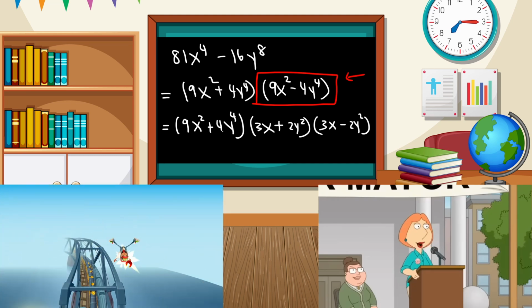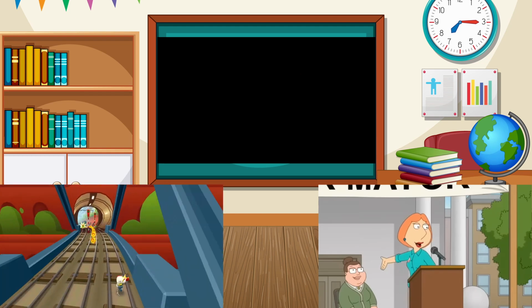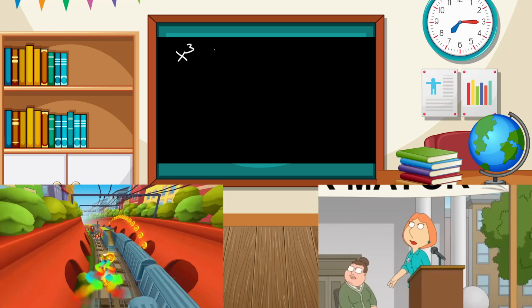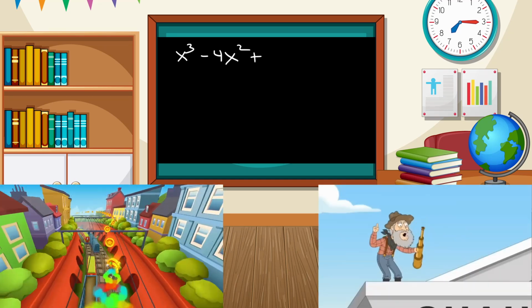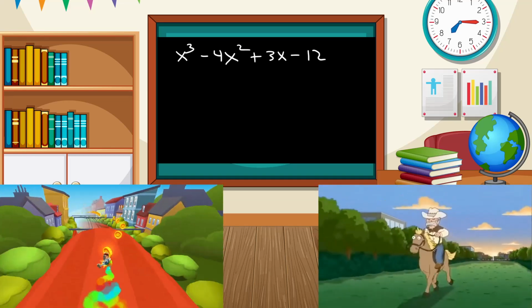And now it's fully factored. So this is the final answer. Now let's move on to the next situation. So how can we factor this polynomial? A polynomial is basically an algebraic expression with many terms. Poly means many. So how can we factor it?